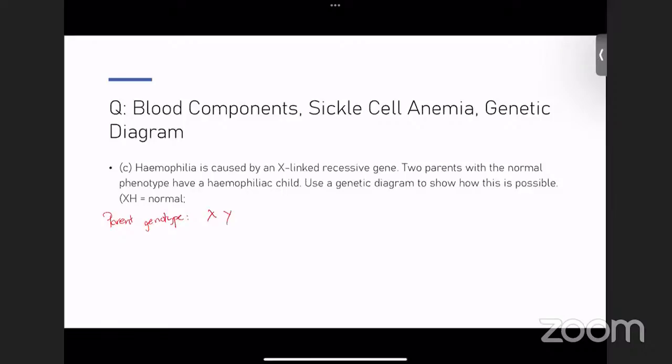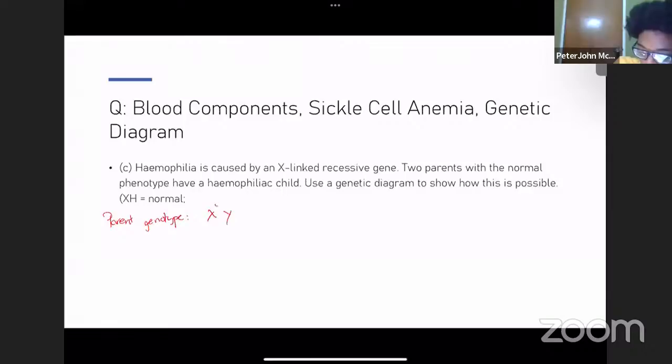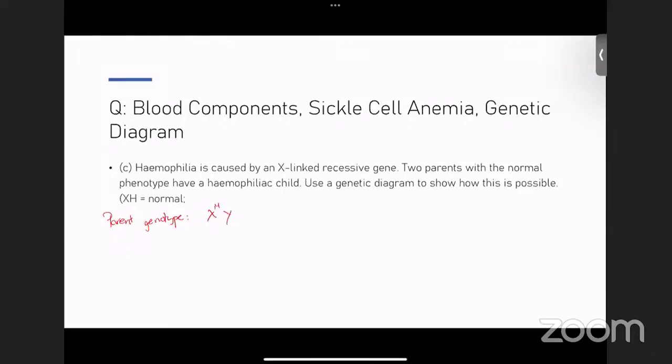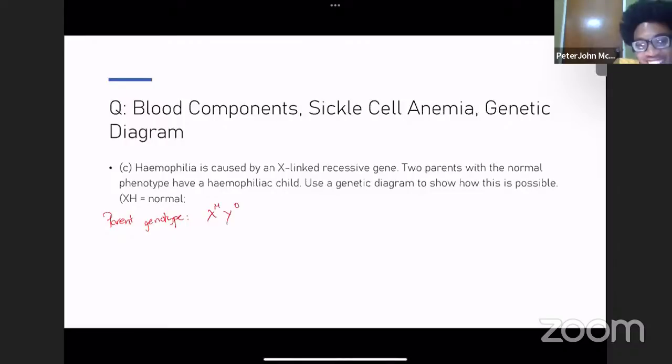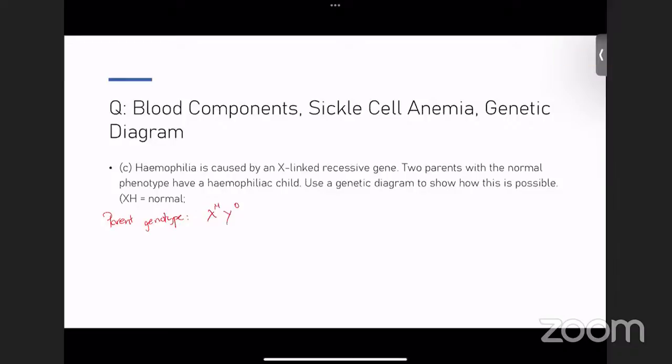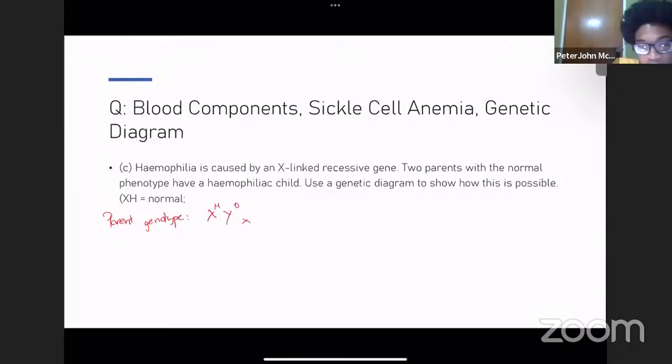X, a capital H, and Y. X, capital H. What do we put on the Y? Nothing. Why? Because the Y gene cannot carry the trait. It has to be an X. It's too short, basically. You guys know how big a Y chromosome is? It's very, very small.